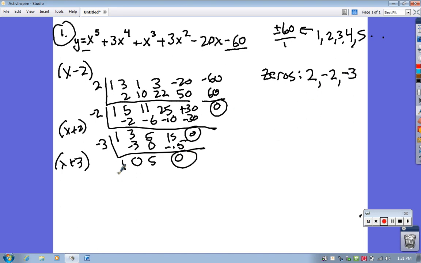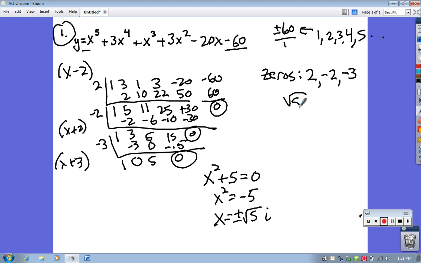And notice what's left, I'm left with this quadratic. So this would be x squared plus 5. I want to know when that equals 0. That's easy to solve. Subtract 5 from both sides. I get x squared equals negative 5. Square root both sides. X is going to give me plus or minus square root of 5. Square root of a negative is an imaginary number, so plus or minus root 5i. So my other two zeros are root 5i and negative root 5i. And let me write that 5 so it looks reasonable. And there's number 1.